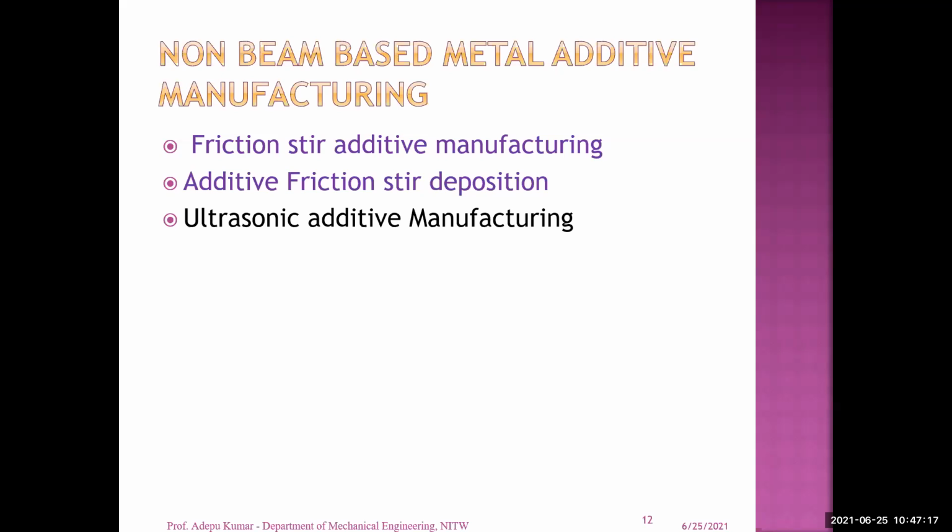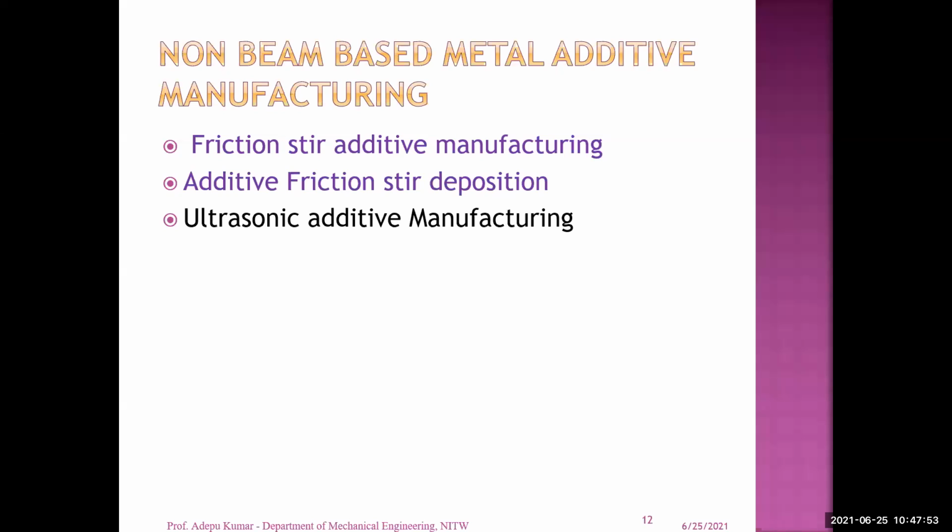So this leads to cracking of the interface. Once the crack develops at the interface, there is no useful product; the product is going to waste. But we need applications where these kinds of two materials are used. Then what is the alternative solution? The alternative method is the non-beam based additive manufacturing process.